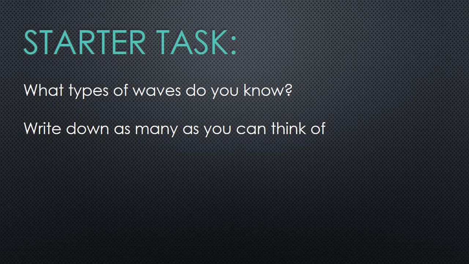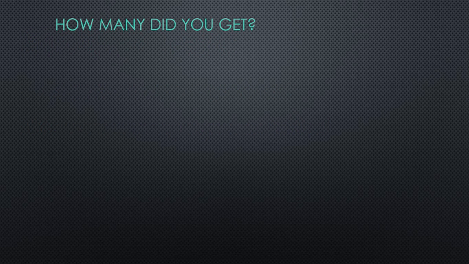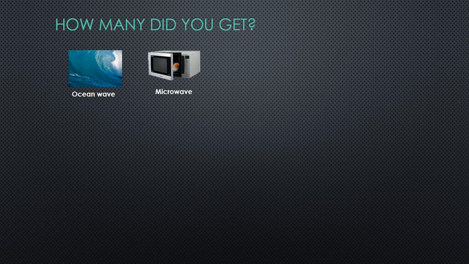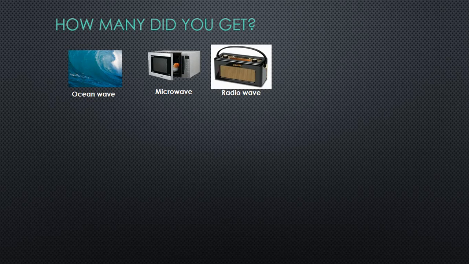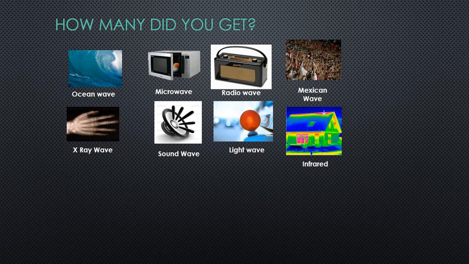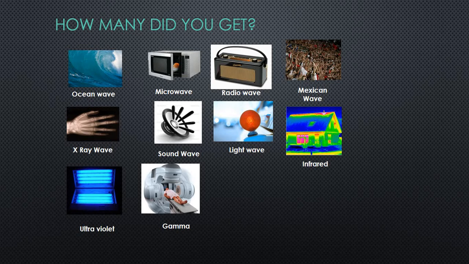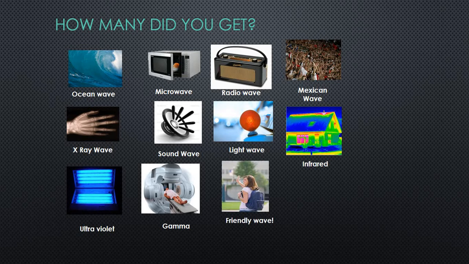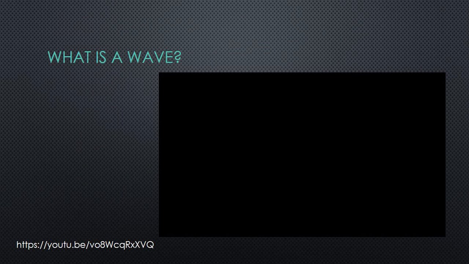Okay, so I'm going to show you a few. You may have got some of these. Ocean waves, waves in the sea, microwaves, which are a thing, obviously not just the things that you cook your food in, radio waves, Mexican waves, X-ray waves, sound waves, light waves, infrared, ultraviolet, gamma rays, gamma waves, and just a friendly wave. So hopefully you should have got some of those.